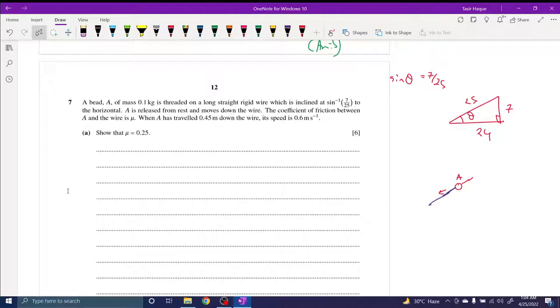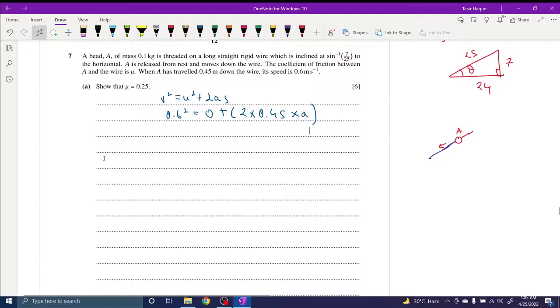Okay. So why is A falling down? It's due to gravity, right? We haven't applied a force. So we can apply the equation of motion. V square equals to U square plus 2S. So 0.6 square is equal to 0 plus 2 into 0.45 into A. Let's find out A. 0.6 square divided by 2 divided by 0.45. A is 0.4.